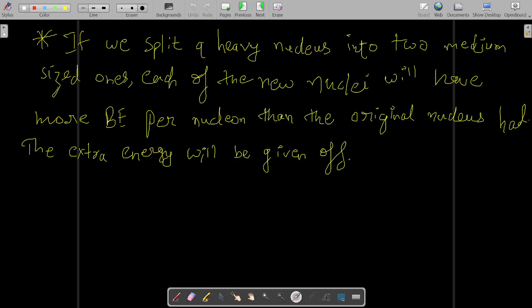So if we split a heavy nucleus into two medium-sized ones, each of the two nuclei will have more binding energy per nucleon than the original nucleus had. The extra energy will be given off in the form of heat or something. So it will be an exothermic process. What does this imply? This clearly implies that it will be an exothermic process.